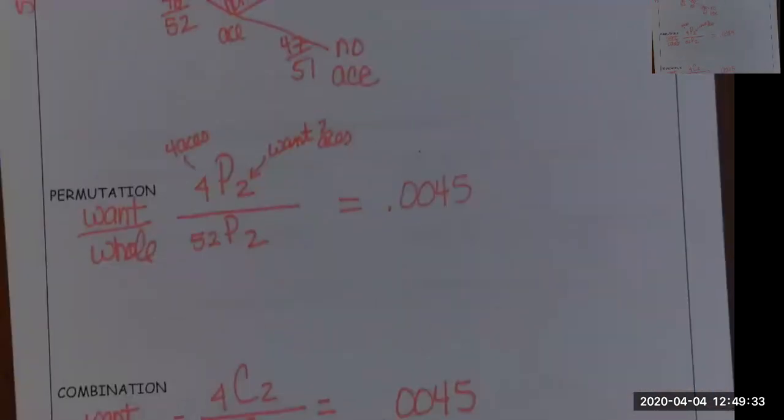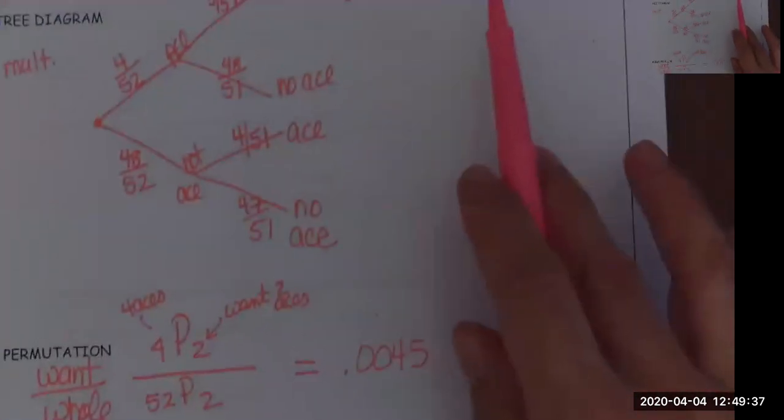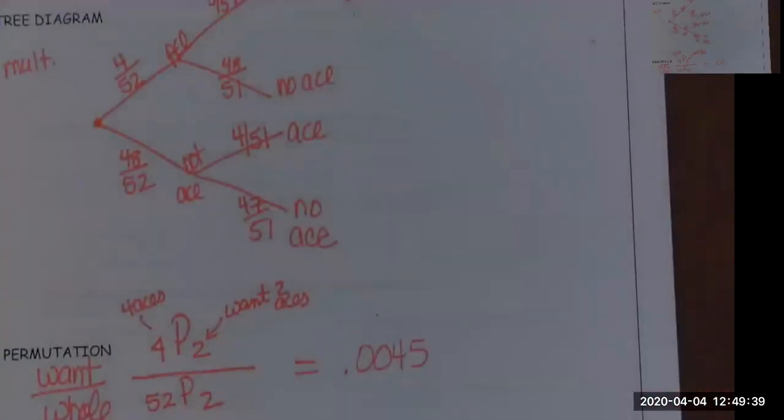So I just wanted you to see this, to notice that combinations, permutations, and tree diagrams all work when we are looking at probability. So that's it for now. You can close this video.